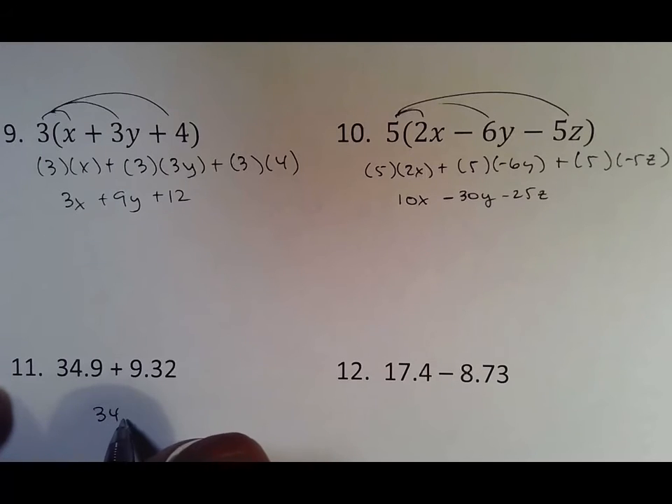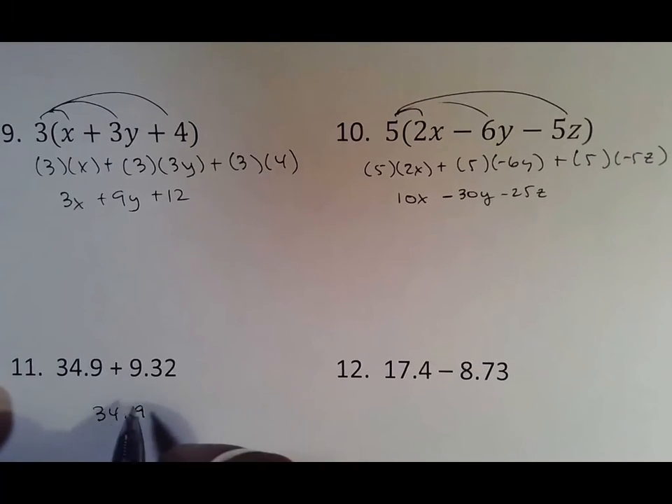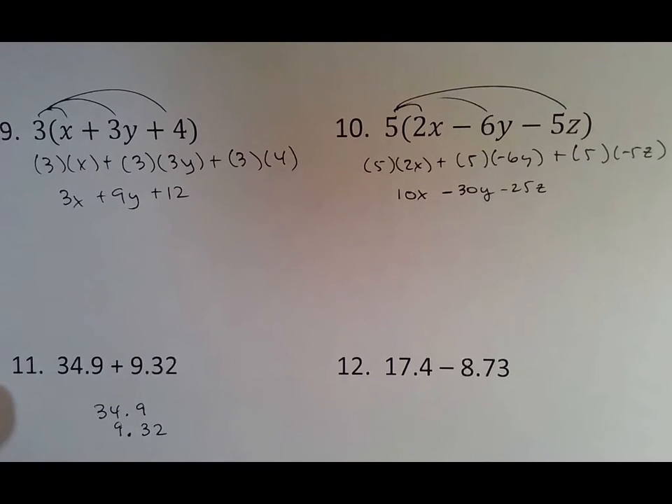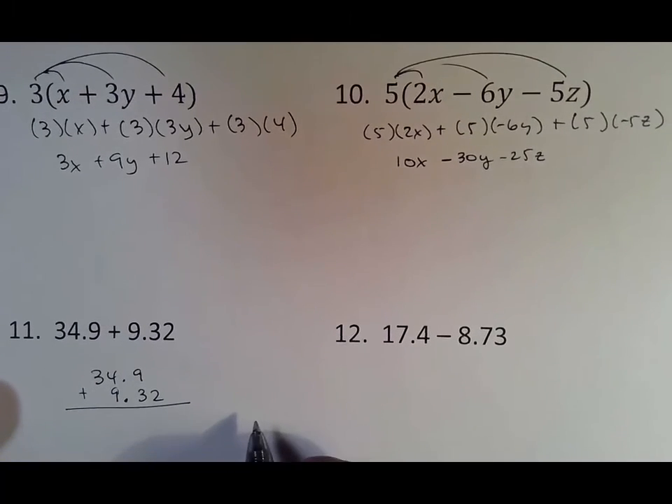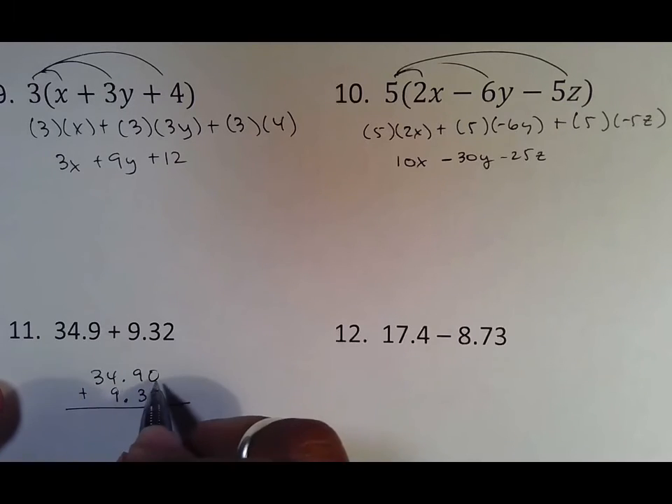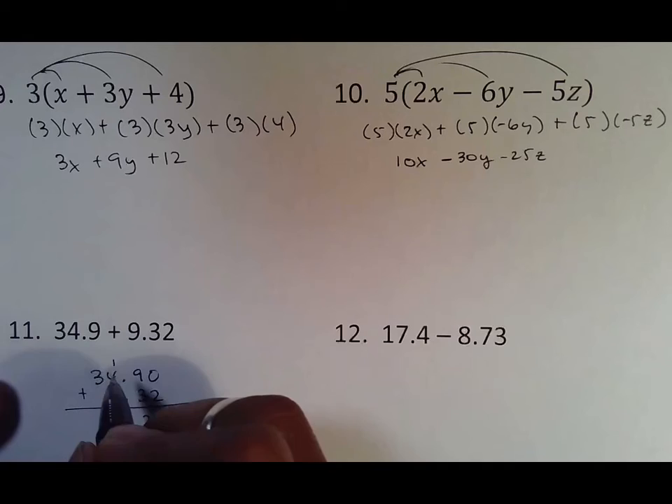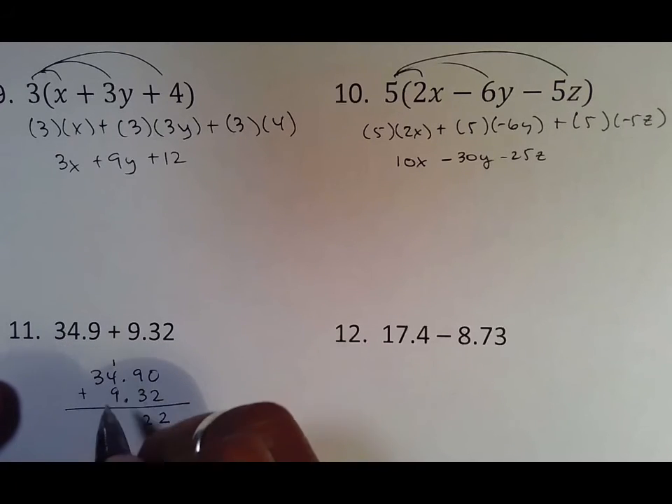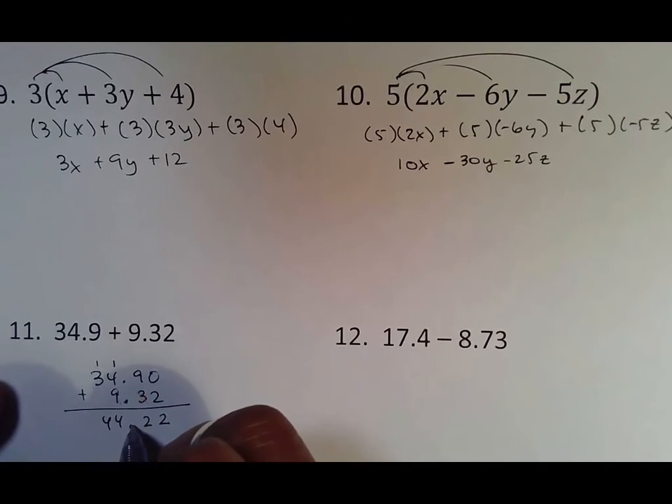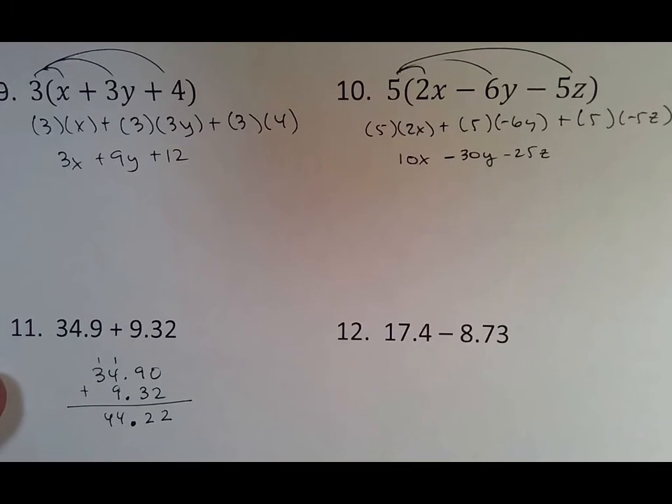Last thing to be careful on is your addition of decimals. Remember that we line up the decimals, and the best way to do it, especially with addition, is with the longer or the bigger number on the top. And so you write 34.9, 9.32 with the decimals lined up. The best thing also to do is to balance your decimal by putting a 0 there, and then you add as usual. 0 plus 2 is 2, 9 plus 3 is 12, carry the 1, 4 plus 9 is 13, plus 1 is 14, carry the 1, 3 plus 1 is 4, and the decimal comes straight down.